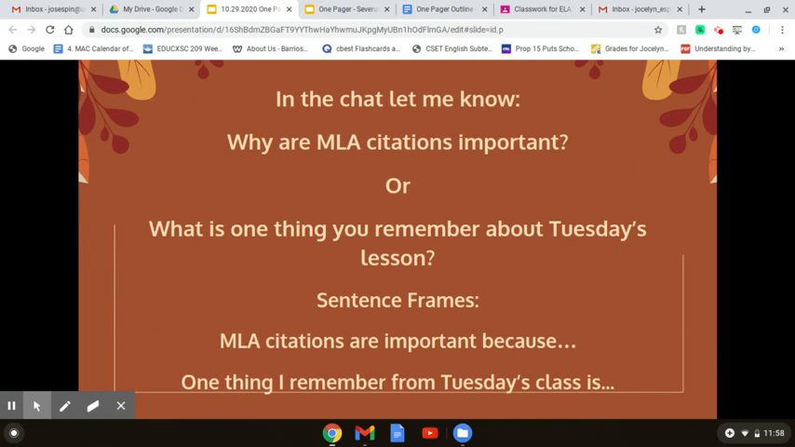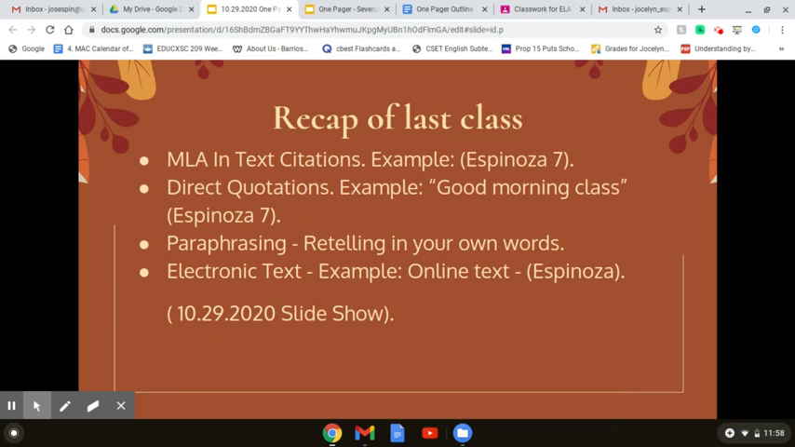During class, we used the chat in Zoom to talk about why MLA citations are important. We used sentence frames like "MLA citations are important because" and "one thing I remember from Tuesday's class is." MLA citations are important because they show that you're honest and they give credit to the people's work that you are using. And one thing I remember from class is that the period goes on the outside of the parentheses when I'm using citations.